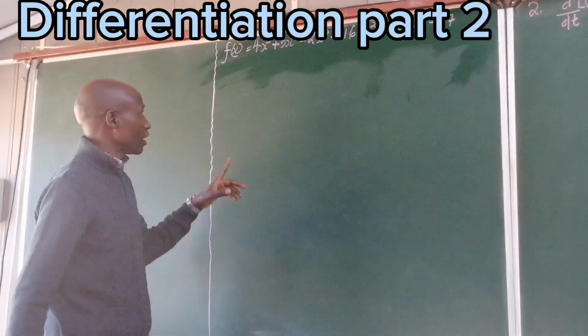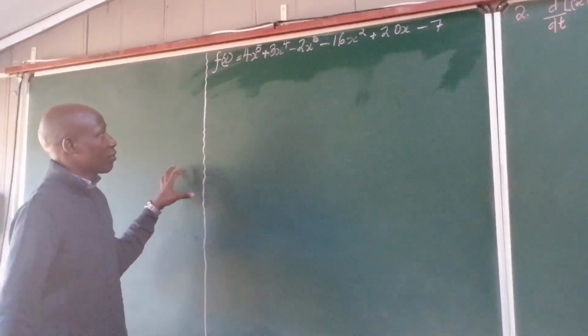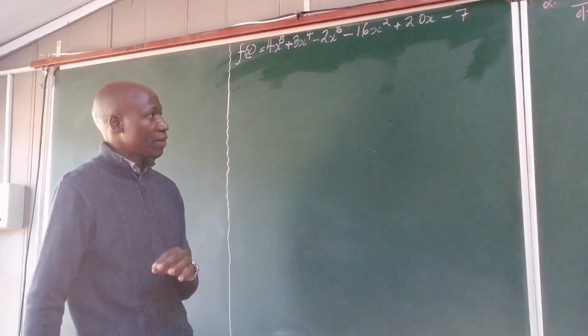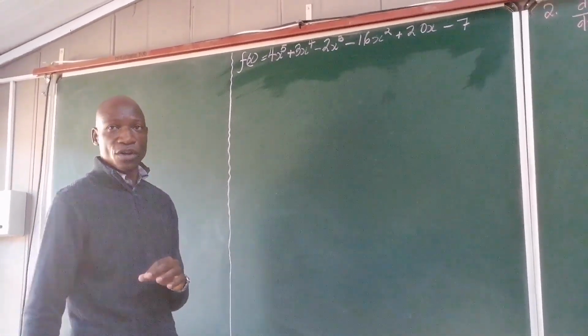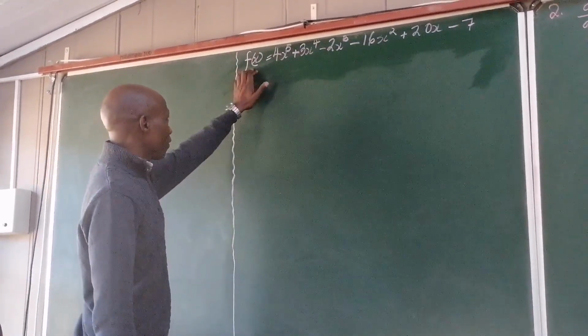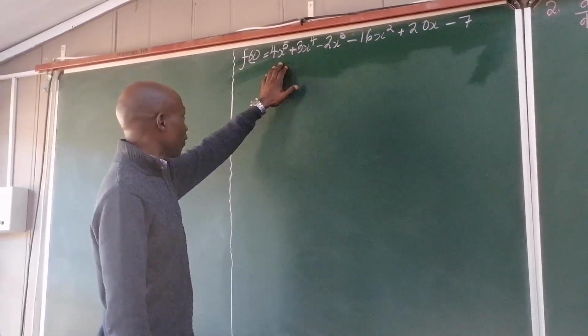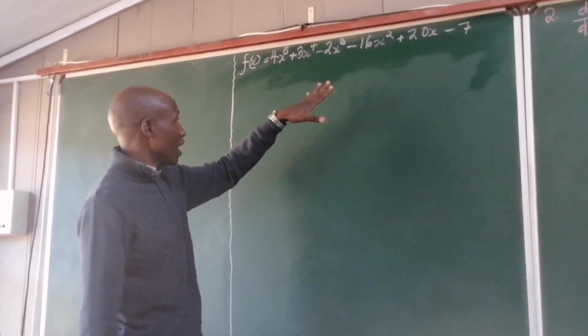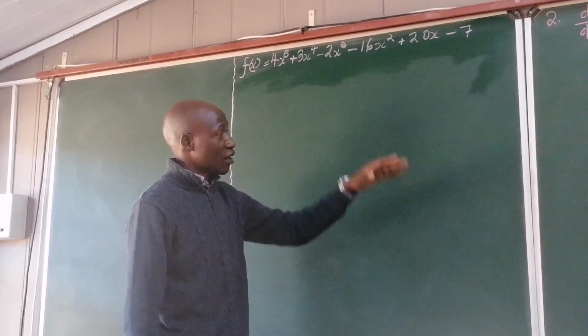With Mr. C, we are proceeding with the application of the rules for differentiation, and we have got different types of functions that we have. We are going to start with the first one. Given f of x is equal to 4x to the power 5 plus 3x to the power 4 minus 2x^3 minus 16x squared plus 20x minus 7.